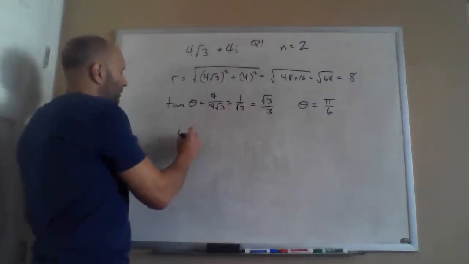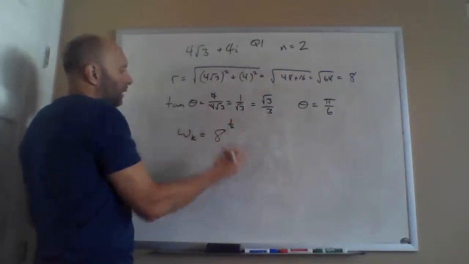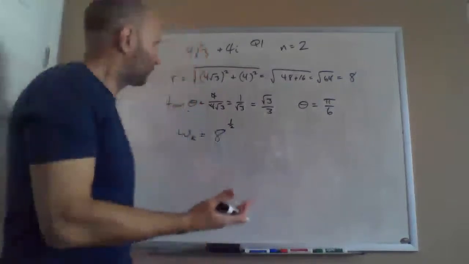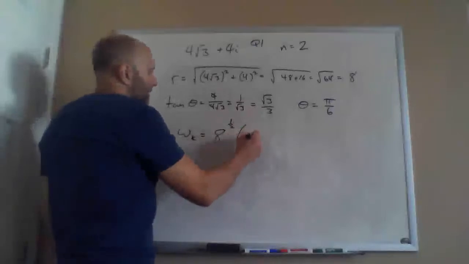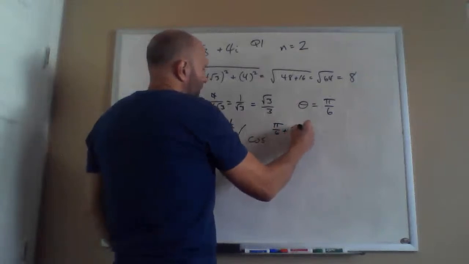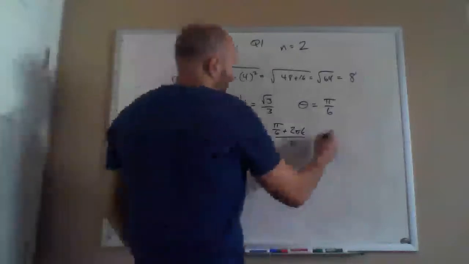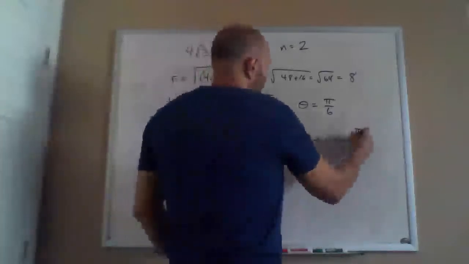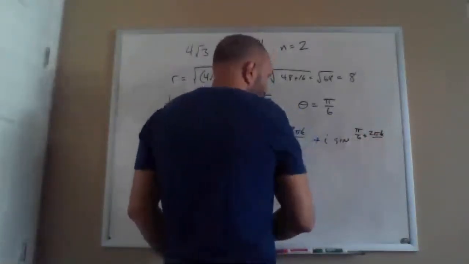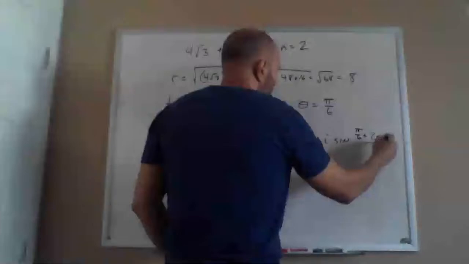So the formula then, so omega k, the different roots, is r, which is 8, to the 1/2 power. If you guys remember back to 126, anything to the 1/2 power is the square root. So the square root of 8, and then cosine of pi over 6 plus 2 pi k over n, which is 2, plus I sine of pi over 6 plus 2 pi k over n, which is 2.